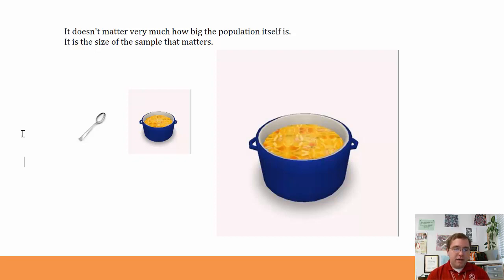This illustration is meant to indicate that if I have a pot of soup, I could have a small pot of soup, I could have a big pot of soup. What matters is not the size of the pot of soup. What matters is how much I'm drawing out of that pot of soup. It matters the size of the spoon. If my spoon is so small that I'm not getting a representative sample of the soup, then it won't matter how big the pot of soup was to begin with. But if my spoon is big enough that I am getting a representative sample of the pot of soup, then it doesn't matter how big the pot was. I just need a spoon that's big enough to give me a representative sample. My sample needs to be big enough to be representative of the population as a whole. And it doesn't necessarily matter how big the population itself was. Make sense? Good.